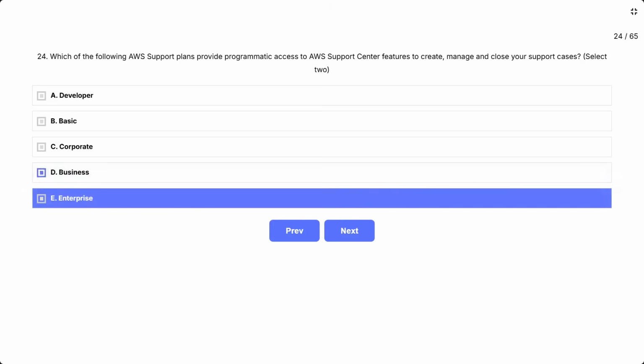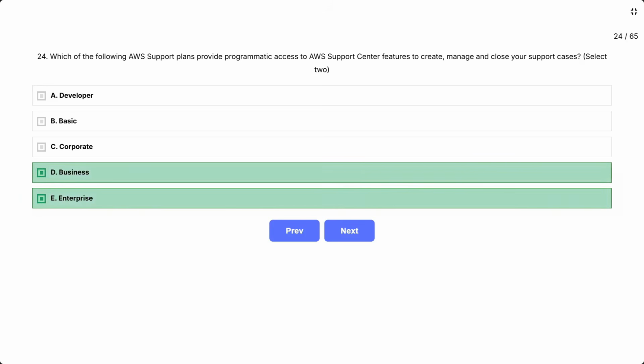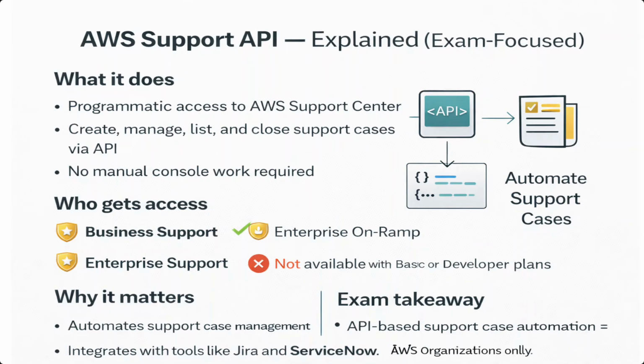The AWS Support API provides programmatic access to AWS Support Center features, allowing you to create, manage, list, and close support cases through API calls instead of using the console manually. This API access is available only with Business Support Plus, Enterprise On-Ramp, and Enterprise Support plans, not with Basic or Developer plans. The Support API enables automation of case management, integration with third-party ticketing systems like Jira and ServiceNow, and allows you to scale support operations across large AWS organizations efficiently.